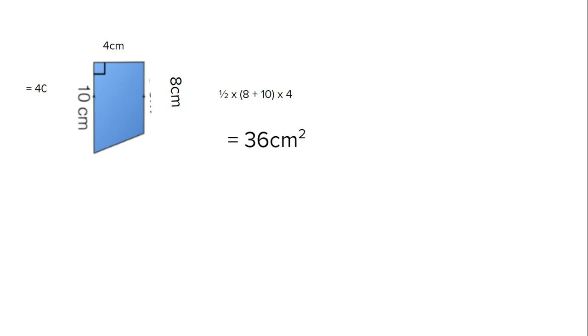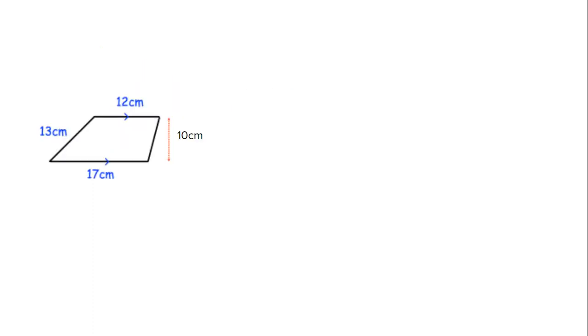And then this last one is the most difficult because you get extra information that you don't need. But just as always, first identify the parallel sides, which in this case are 12 and 17. So it'll be 12 plus 17, which is 29. Then we want the perpendicular height, so the 10. This 13 we don't need. So it's going to be 12 plus 17, which is 29, times 10, which is 290. Then 290 divided by 2 is 145 centimeters squared.